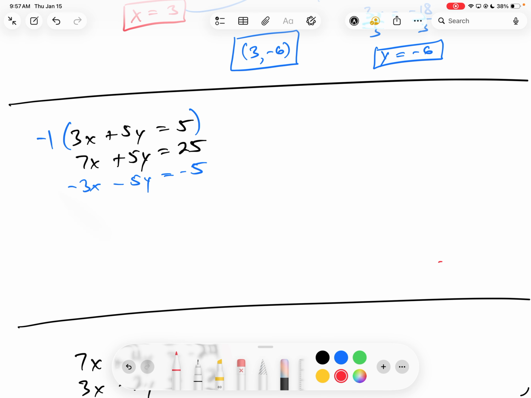And now let's go through that step. Let's add these up. 7x plus -3x would be 4x. Those cancel out. 25 plus -5 would be 20. So we may have to manipulate the equation so that when we add them up, they cancel out. So I'm going to divide both sides by 4, and x equals 5.